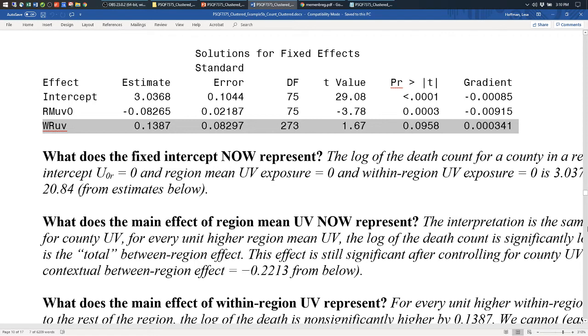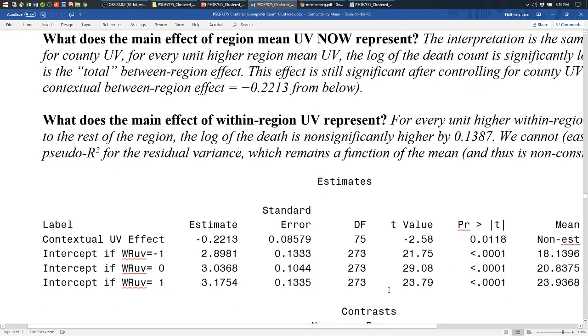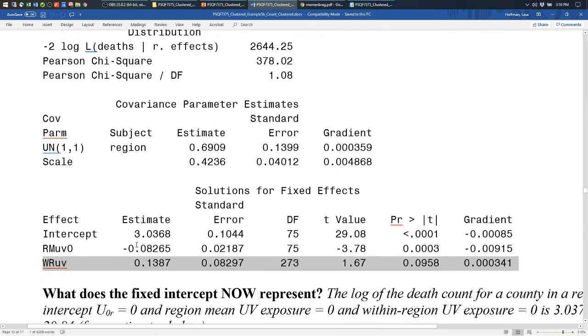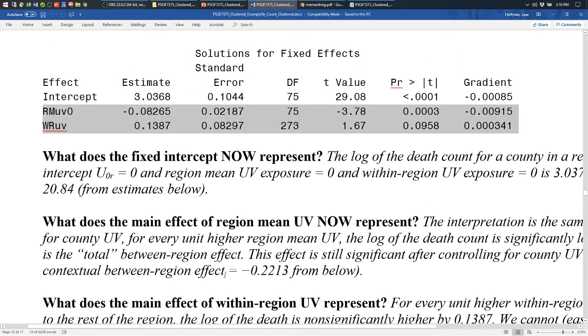But even that notwithstanding, these effects are in opposite directions. I found that interesting. The contextual effect, though, is significant, meaning that we can't smush them together, meaning that the example in Stata is wrong. Sorry. The within effect is positive, the between effect is negative.